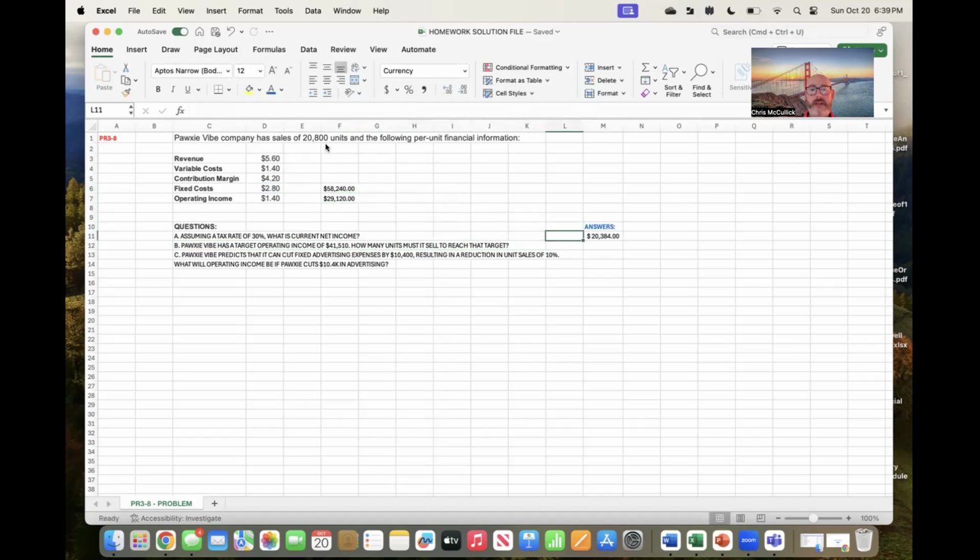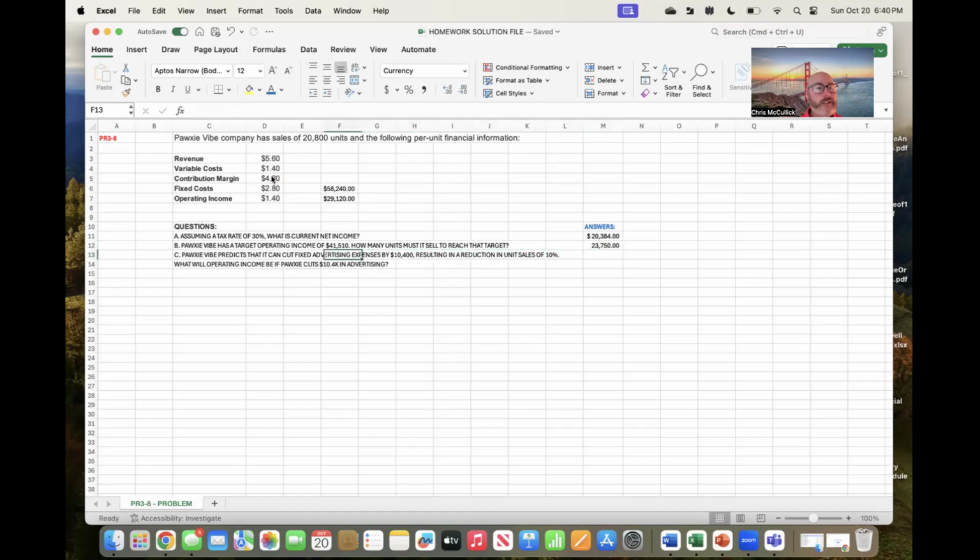So now that we've got this, I'm going to set this equal to 58,240 plus our target profit of 41,510. Oh, whoops, 41,510. And then divide by contribution margin per unit, which is listed here. And that gives us our amount of units. So I'm not going to put a dollar value next to this because this is actually units that we have here to sell to reach that target profit.